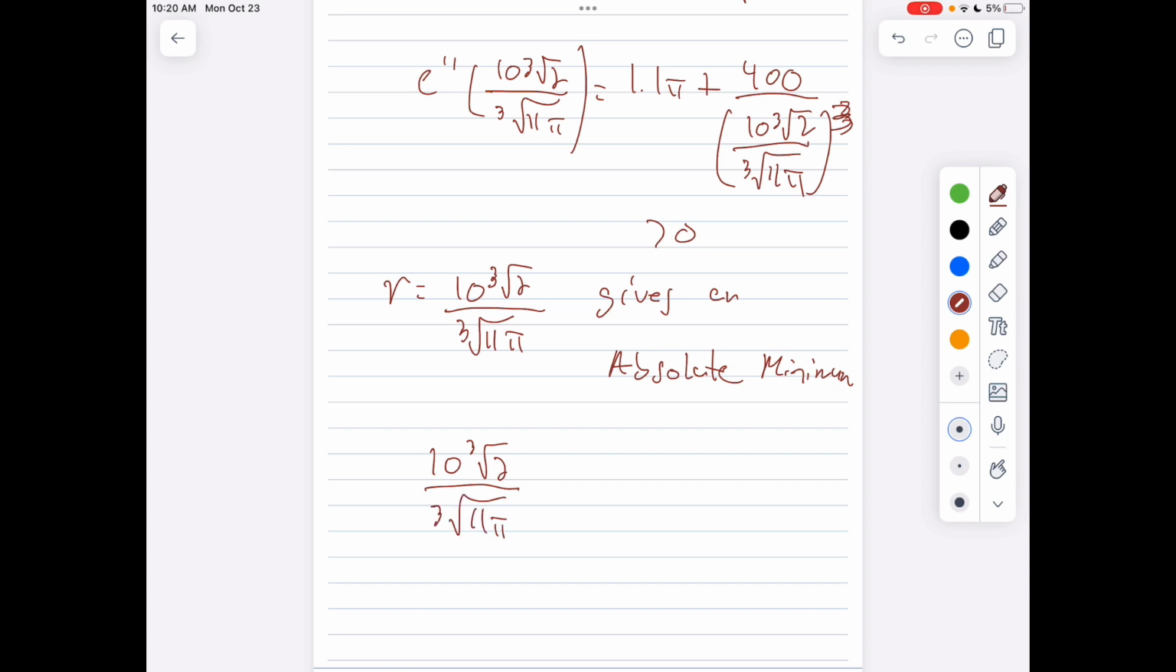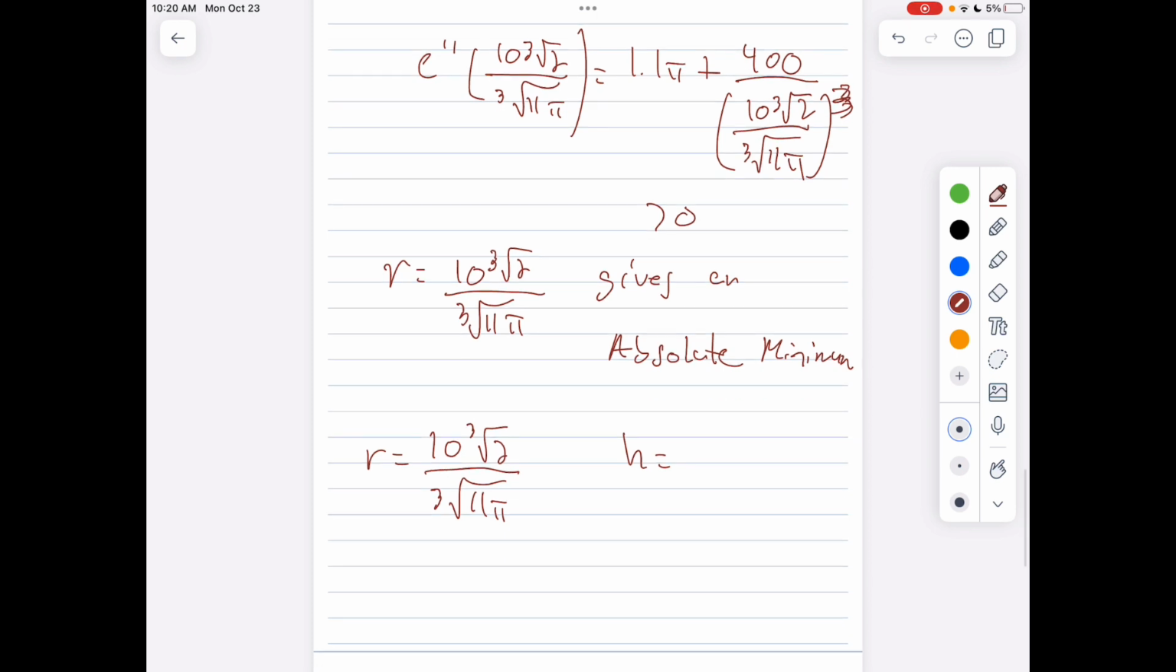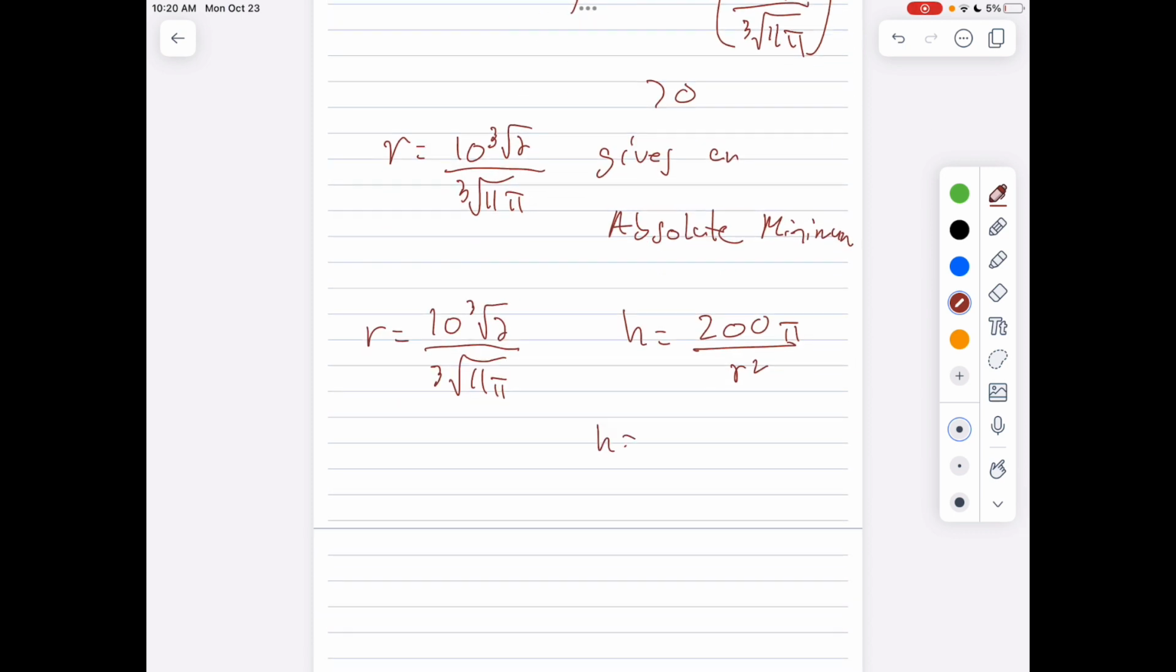And therefore for our dimensions, my r would be this, and then my height would be, well, I go back to my equation that relates height and radius, which was this right here, sorry, 200 over pi r squared. And yeah, your height would be 200 over pi times 10 times the cube root of 2 over cube root of 11 pi, all squared, okay? And whatever those numbers work out to, if you crunch them with a calculator, by all means, go ahead and do that. But that's what the dimensions would be.